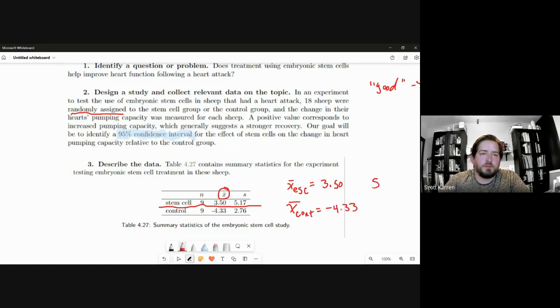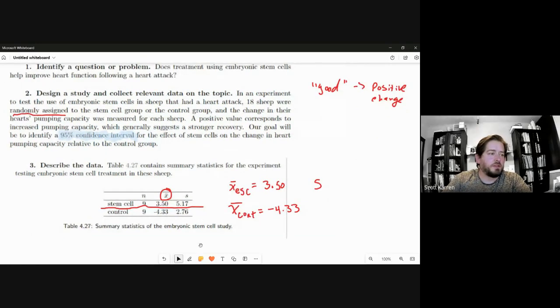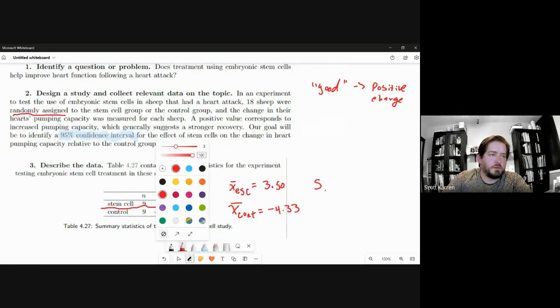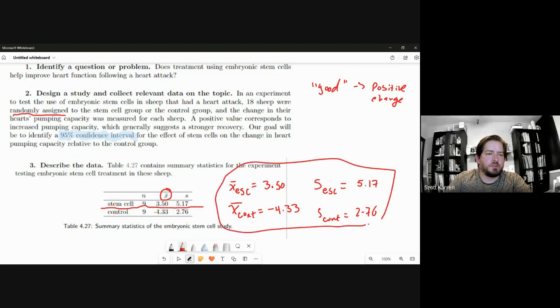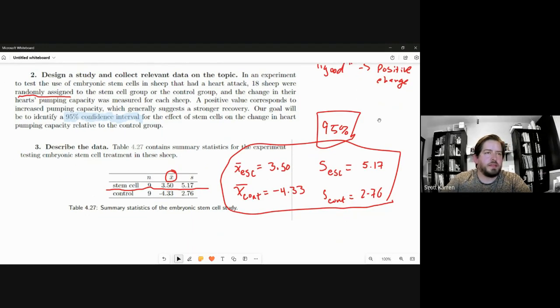The X bar of the control was negative 4.33, right? And then we would have the sample standard deviation of the experimental stem cells was 5.17, and the standard deviation of the control group was 2.76. So we're just gathering the information that we're going to come back to with this 95% confidence interval. Right? That's the important data.